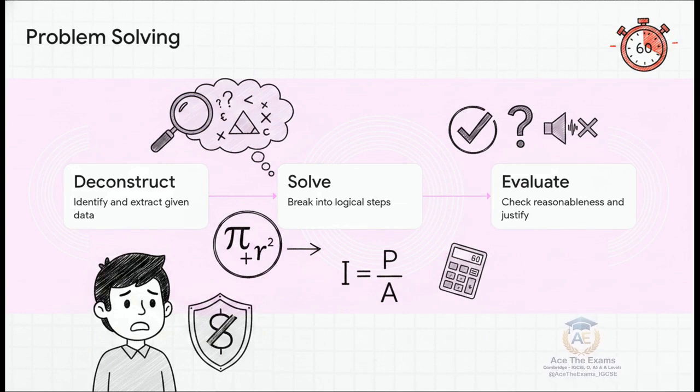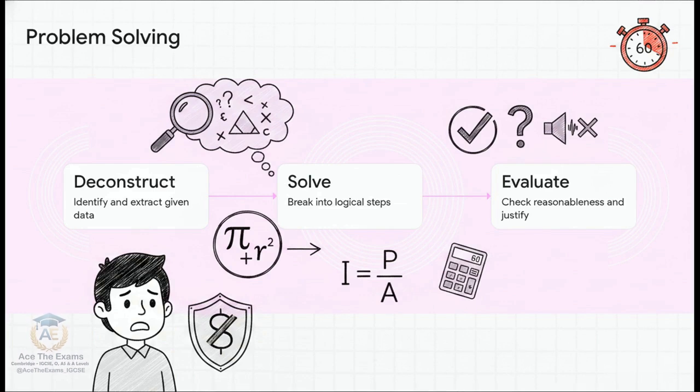Step 2 is solve. You break the massive problem into logical, manageable steps. You apply the analytical framework we just discussed. For example, if the area is circular, you physically write down the calculation for pi r squared. You then substitute this into your I equals P over A formula. Don't skip steps in your head.